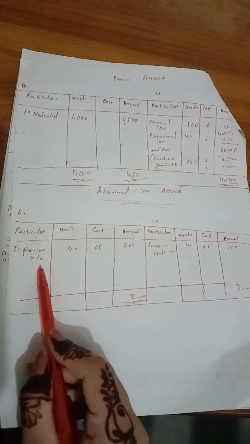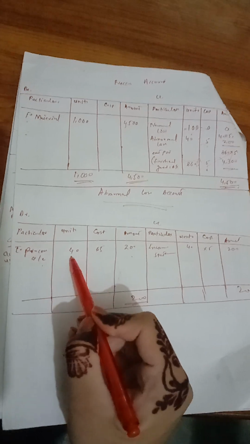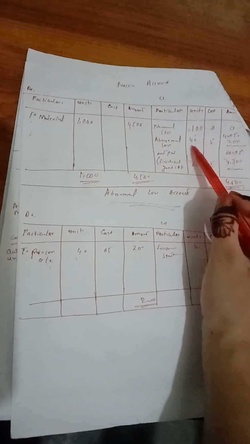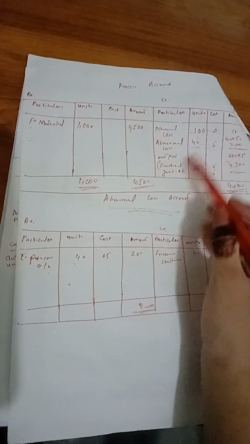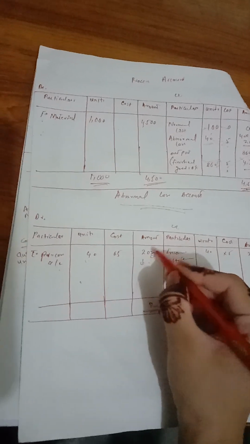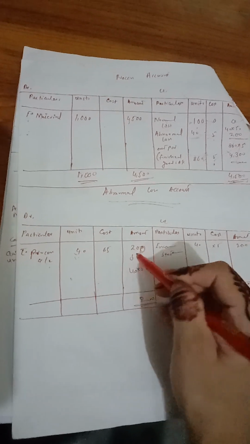To process account. Process account is 40. Abnormal loss is 40, as we ascertained earlier, it is 40. And the price is $5. And the amount is 200. How is the amount 200? 40 multiplied by 5 is 200.